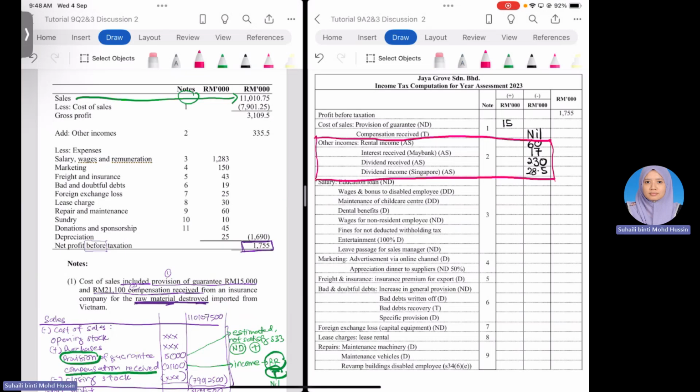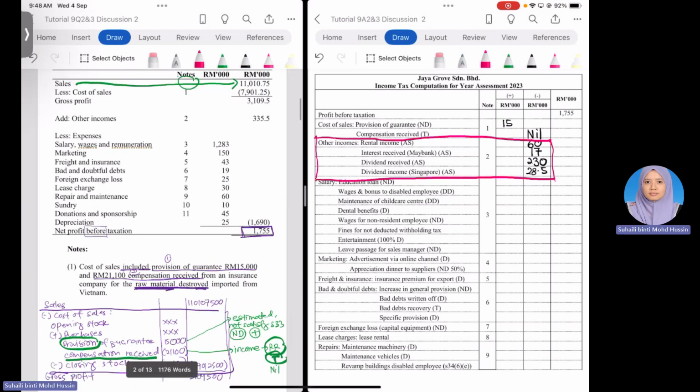Now we go for the notes number 3. We have salary, wages and remuneration. The company already deducted 1,283,000 ringgit in the SOCI. So we see what the company includes under salary, wages and remuneration.